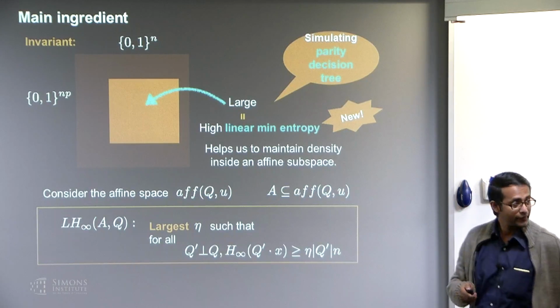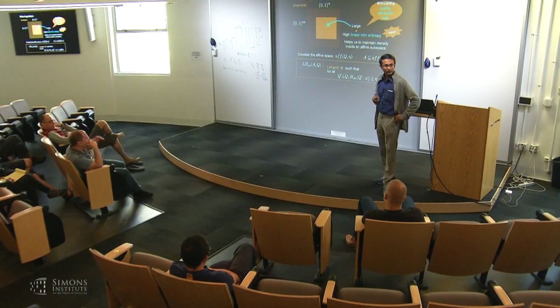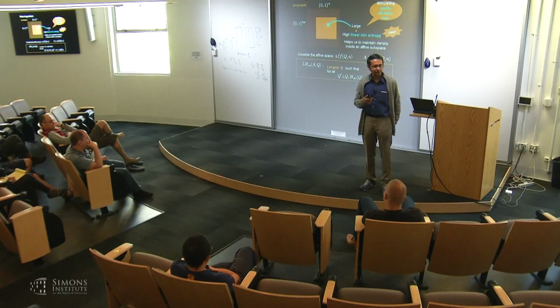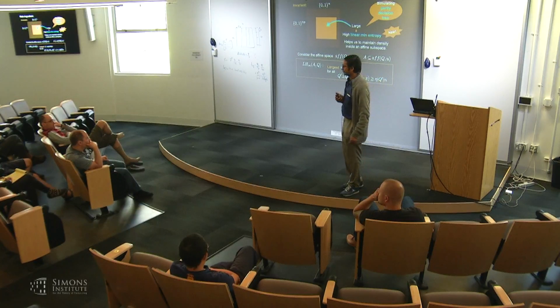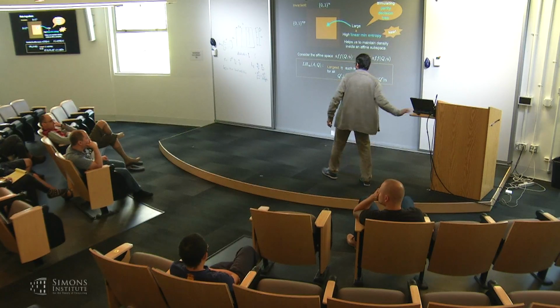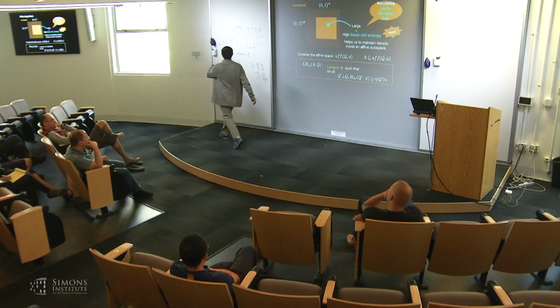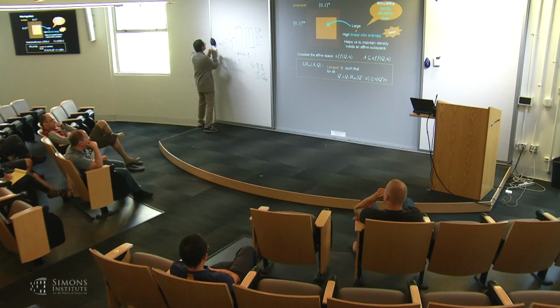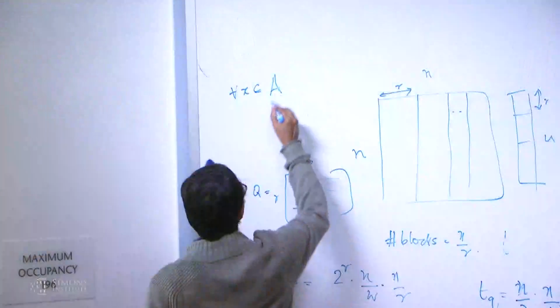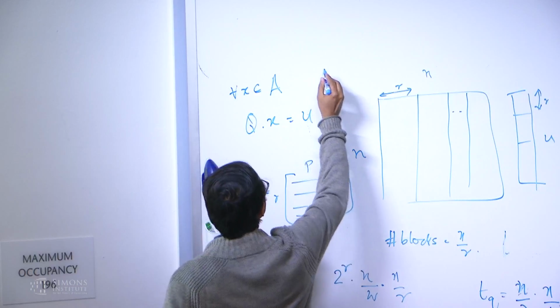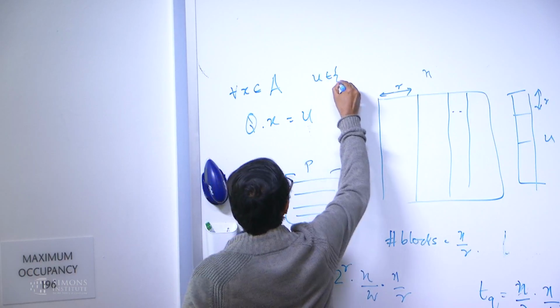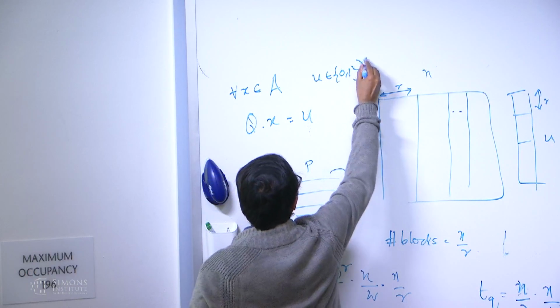So A is a matrix? Sorry, so A is a matrix? A is a set of matrices. So it seems like the natural generalization of the unit. All I'm saying is, could you write down the definition: for all x in A, Q times x is equal to U, and U is in {0,1}^R.